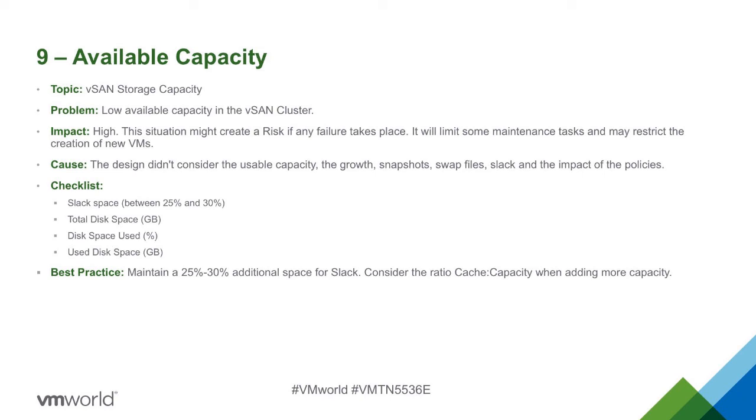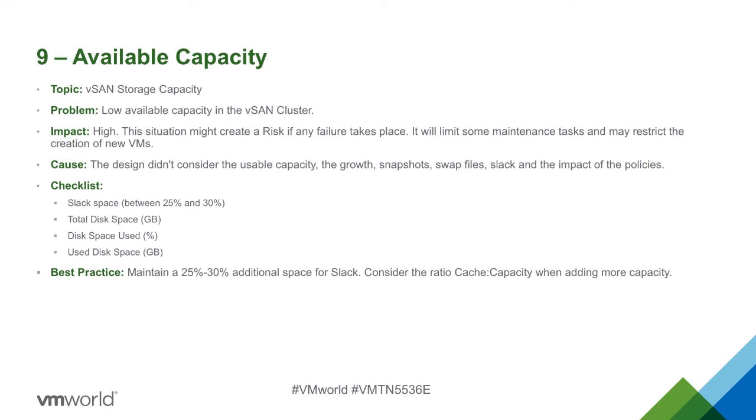Okay, what about the available capacity? Okay, this is another must when we are working with vSAN. For every single vSAN cluster, we have to maintain a minimum of 25 or 30% of available space. That amount of available space will be used by the vSAN cluster just to provide enough resources to recreate those components after a failure or after we change a policy. This is the minimum amount of space that we have to provide, okay? So at that point, this is a must that we have to check, okay?